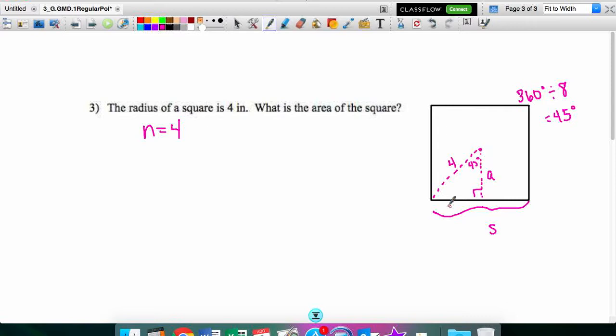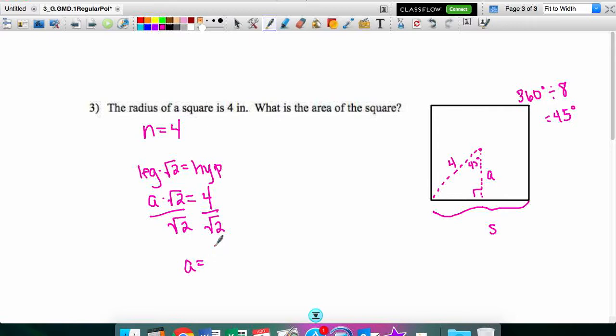Okay, so how do I find these lengths? Well, in a 45, 45, 90 triangle, I know that the leg times square root of 2 will always equal the hypotenuse. In this case, the leg is going to be my apothem, and the hypotenuse is going to be 4. So let's go ahead and solve for A. To solve for A, I have to get rid of the square root of 2 by dividing it.